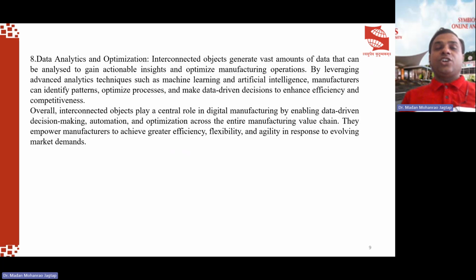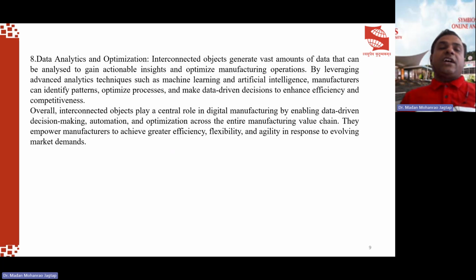Then data analytics and optimization. Interconnected objects generate a vast amount of data that can be analyzed to gain actionable insights and optimize manufacturing operations. By leveraging advanced analytics techniques such as machine learning and artificial intelligence, manufacturers can identify patterns, optimize processes, and make data-driven decisions to enhance efficiency and competitiveness.